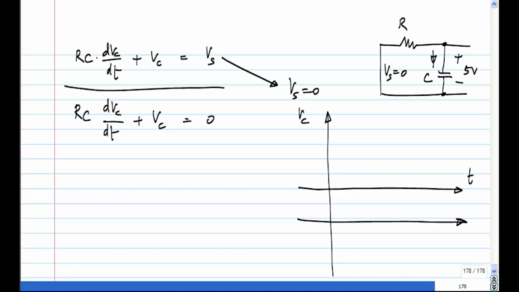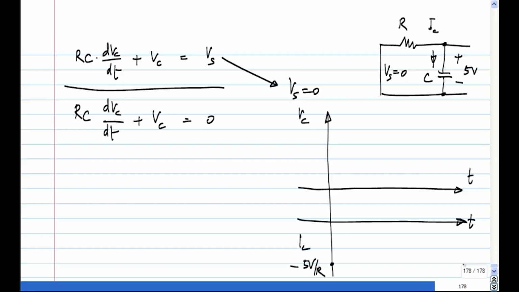And I will define IC like this, also versus time. What is the initial value of IC? It has to satisfy KVL, right? What is it? Minus 5 volts by R. Okay, so it will start from some negative value.